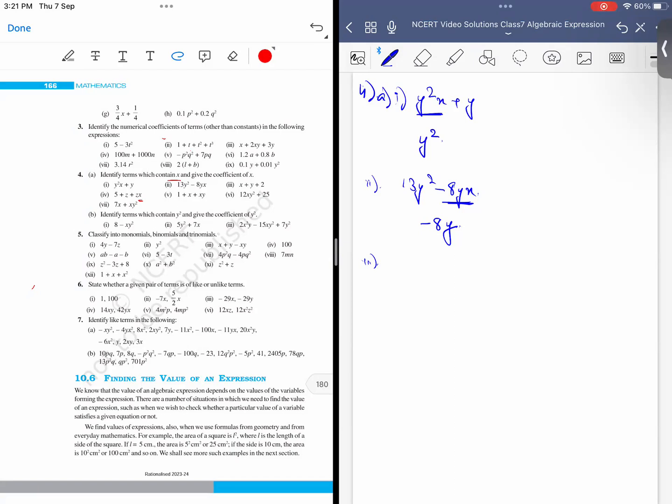Now, look at question number 7, part 7. 7x plus xy square. In this, both the terms have x. So the coefficient of the first is 7, and the coefficient of the second term is y square.